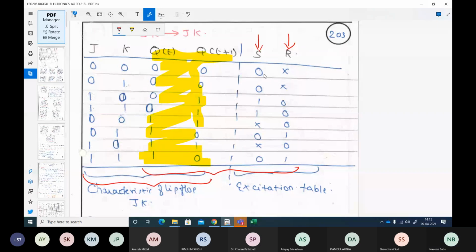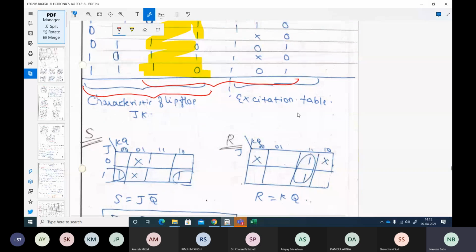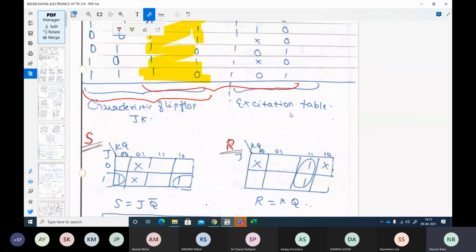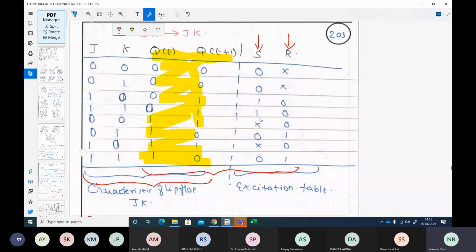So you will have to write the Boolean expression, or find the K-map, for S. For S separately and for R separately, we find the Boolean expression or the simplified expression. So it is 0, 0, 1, 1, x 0, x 0.